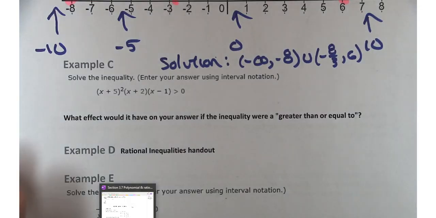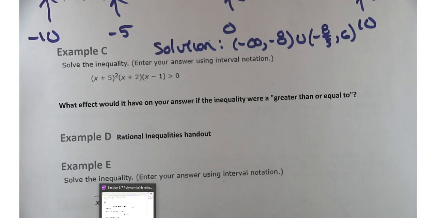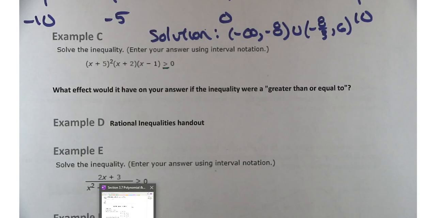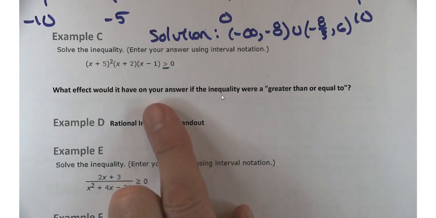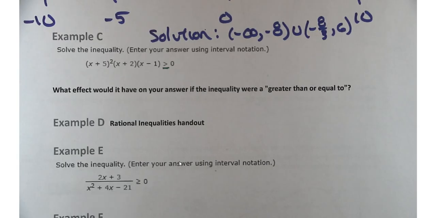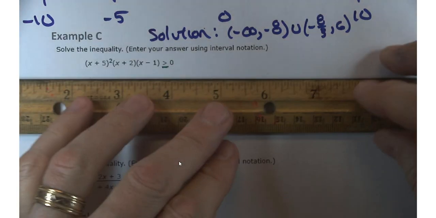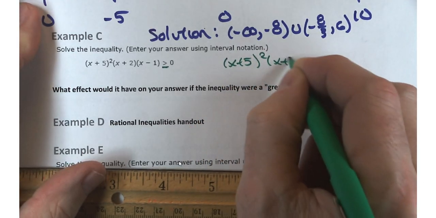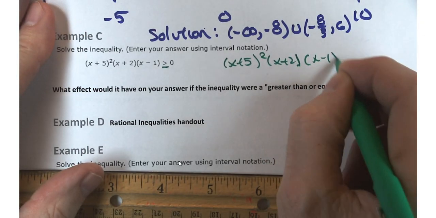Let's move on down to example C. And maybe just for practice, let's make that a greater than or equal to here. What's the first thing we should do? Make it equal to 0. Yeah, let's solve where it's equal to 0. Thank you, Josh. So x plus 5 squared times x plus 2 times x minus 1. I want to know that it's greater than or equal to 0.